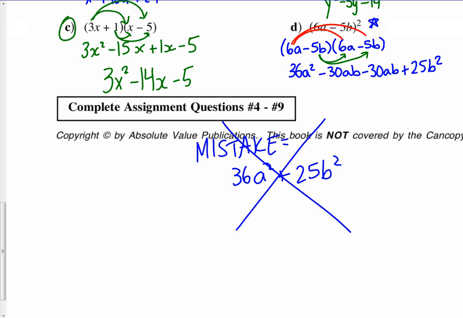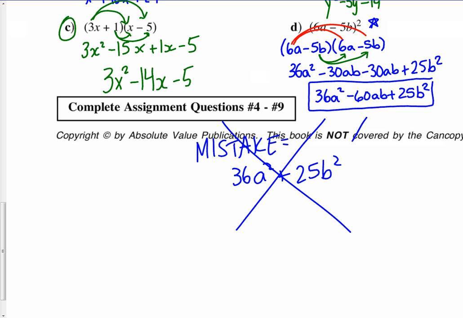Okay. Are you with me? Collecting like terms, what's the middle term going to be? No. It looks like it, but they're not opposite signs. Minus 60ab. There's your answer. Okay, do you see the difference? There is a middle term. We can't just square the first and last term. We have to FOIL it when it's a binomial times a binomial.